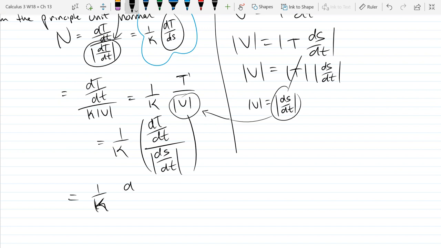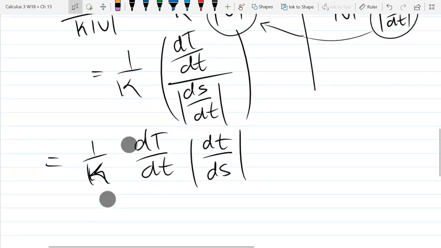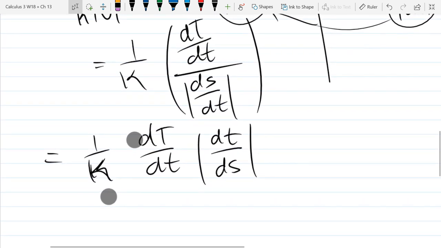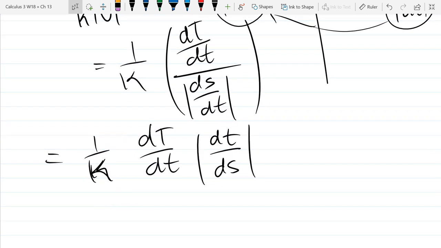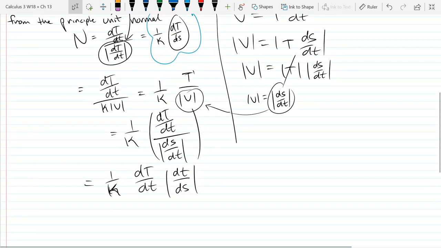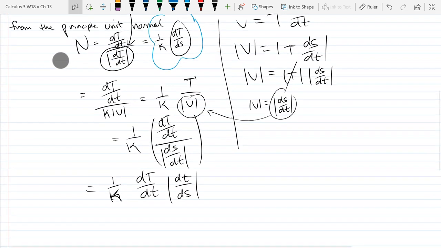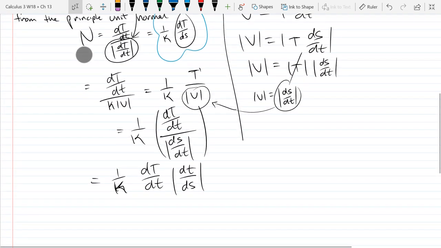Okay, good. All right, now I want to just cancel these dts. The d little t, not big T. If we do that, I think we're done at that point. Want to just cancel them and pretend like it's okay? No.